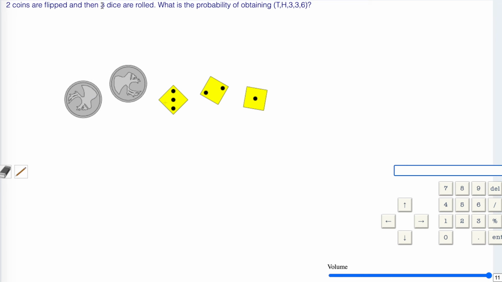2 coins are flipped, and then 3 dice are rolled. What's the probability of obtaining tails, then heads, then 3, then 3, then 6?